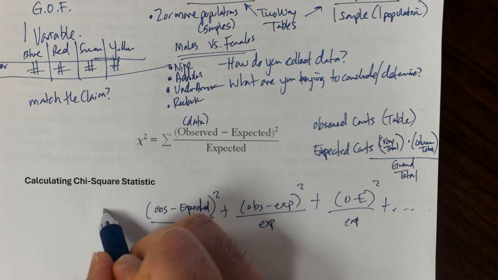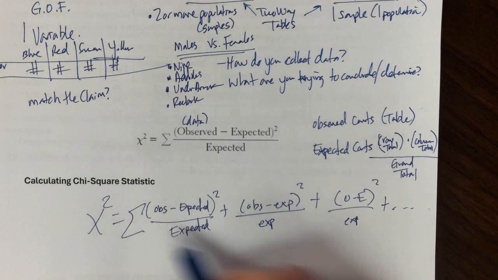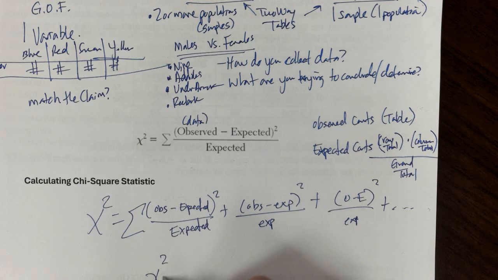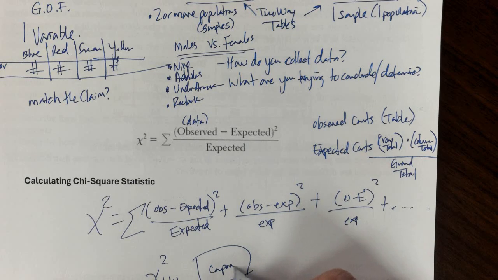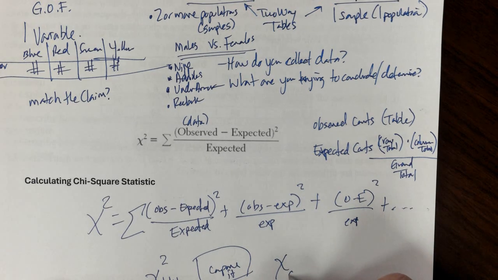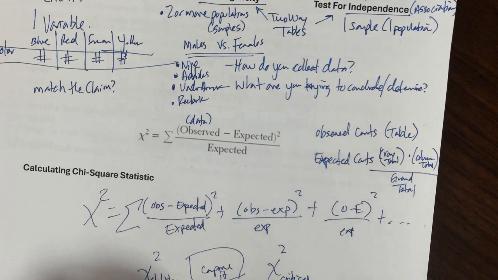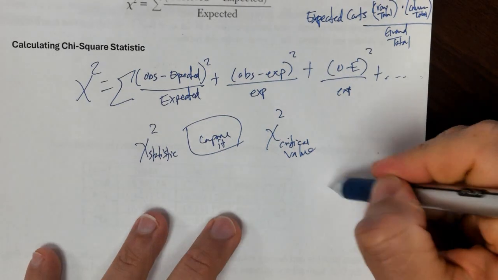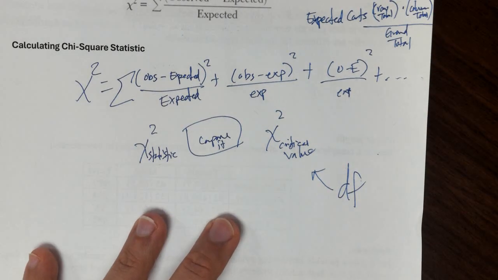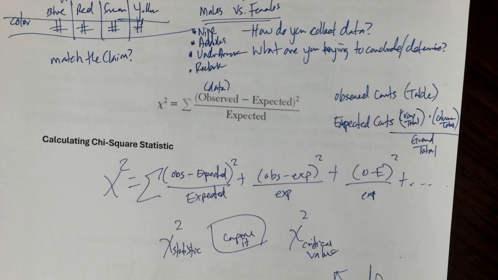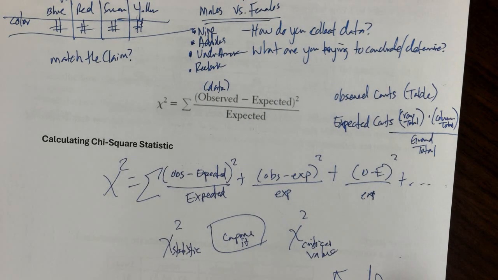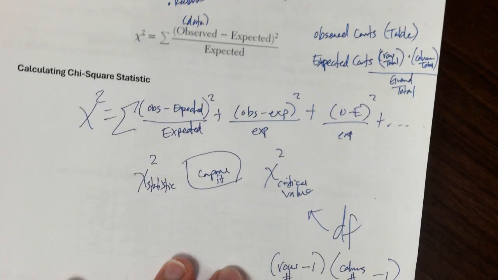So once you calculate your chi-square statistic by adding all of these values up, you're going to compare the chi-square statistic to your chi-critical, your critical value. How do we find our critical value? Well, this is based on the degrees of freedom. And the degrees of freedom will always be row amount minus 1 times columns amount minus 1.